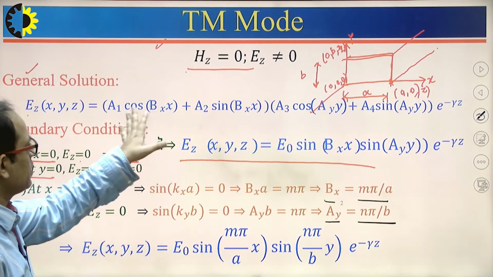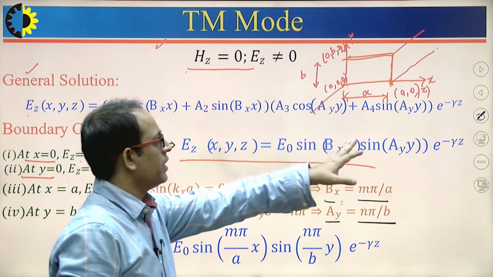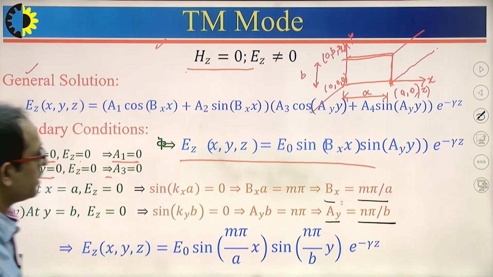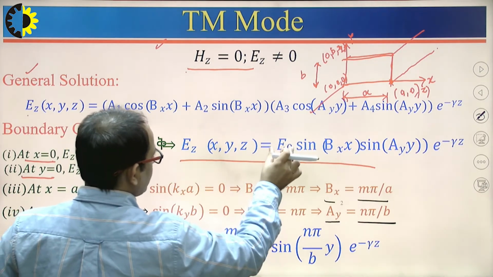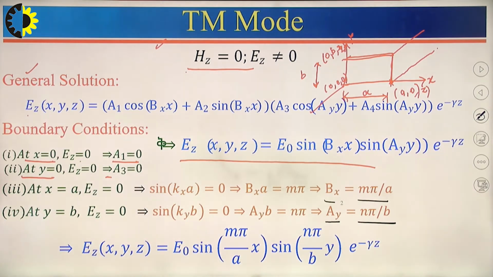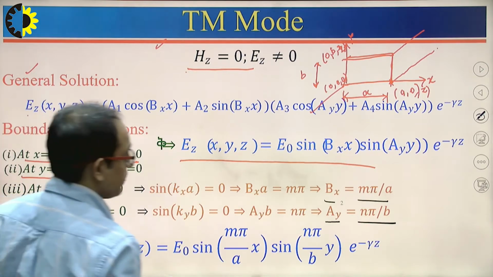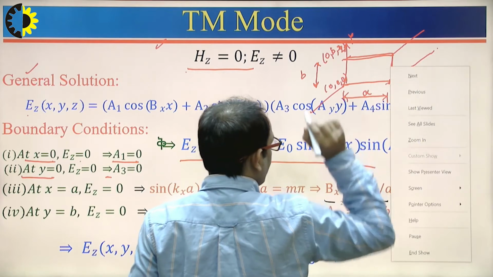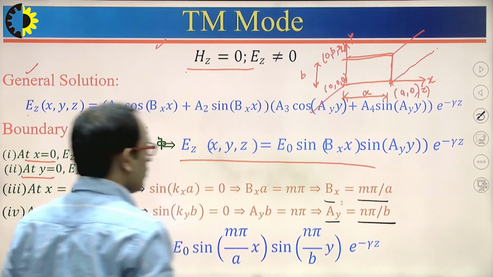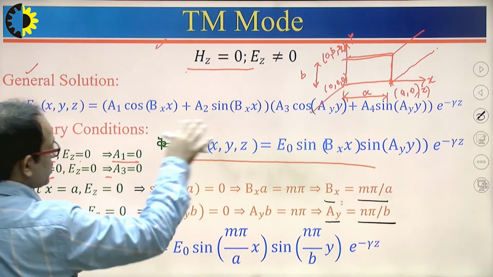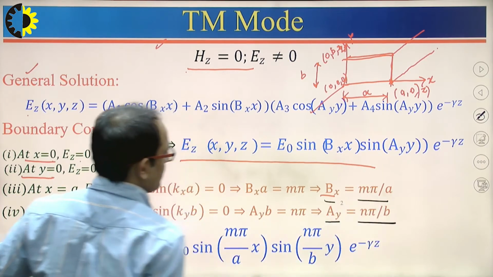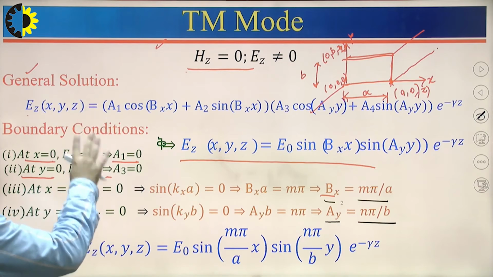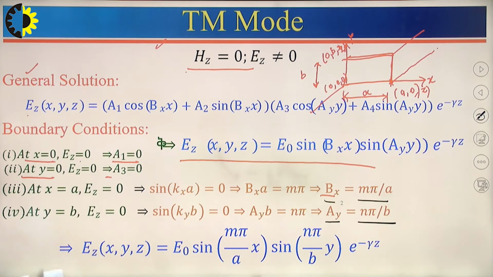Clear? Multiply A2 and A4. Clear? Now see this A2 into A4 is written as E0. Clear? Now on putting the third boundary condition, that is when x equal to a, means at this point when x equal to a, just put this in the equation and we will get bx comes out to be m pi by a. This we have already derived in the last lecture also.